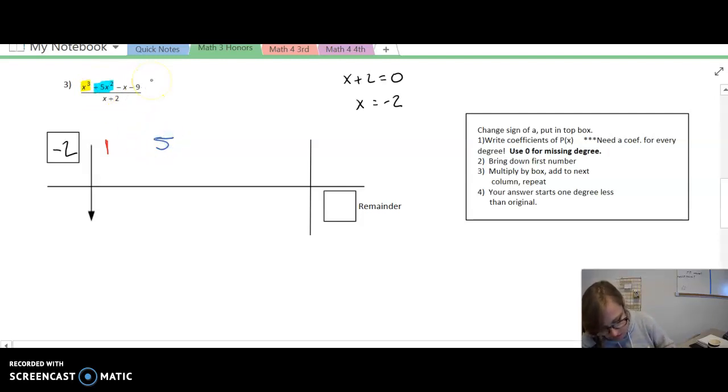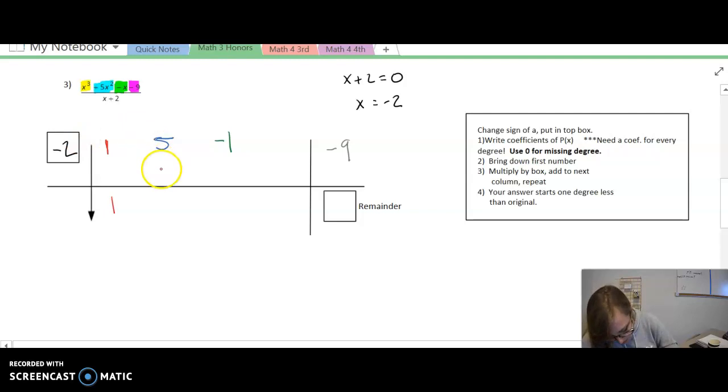And then now we go to x to the first, or just x, and that has a coefficient of -1. And then lastly, we have our constant, which is -9. So following our steps, bring down the first number. So bringing down my 1. And then now we're going to multiply by box, add to next column, and repeat.